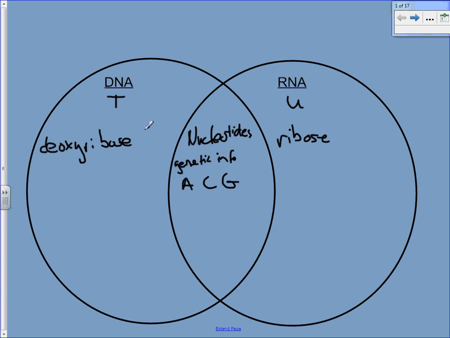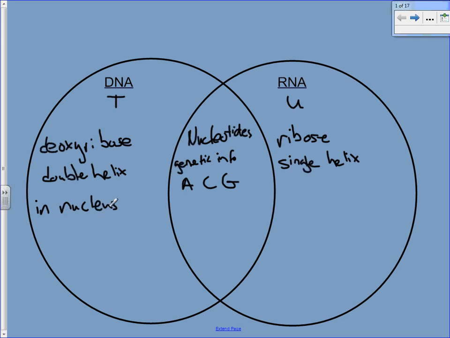We know that DNA is double-stranded, so it's a double helix, whereas RNA is just a single strand. Some other things: DNA is in the nucleus only. Remember, it cannot leave the nucleus. And that's a problem, since DNA has all the information to control our cell.